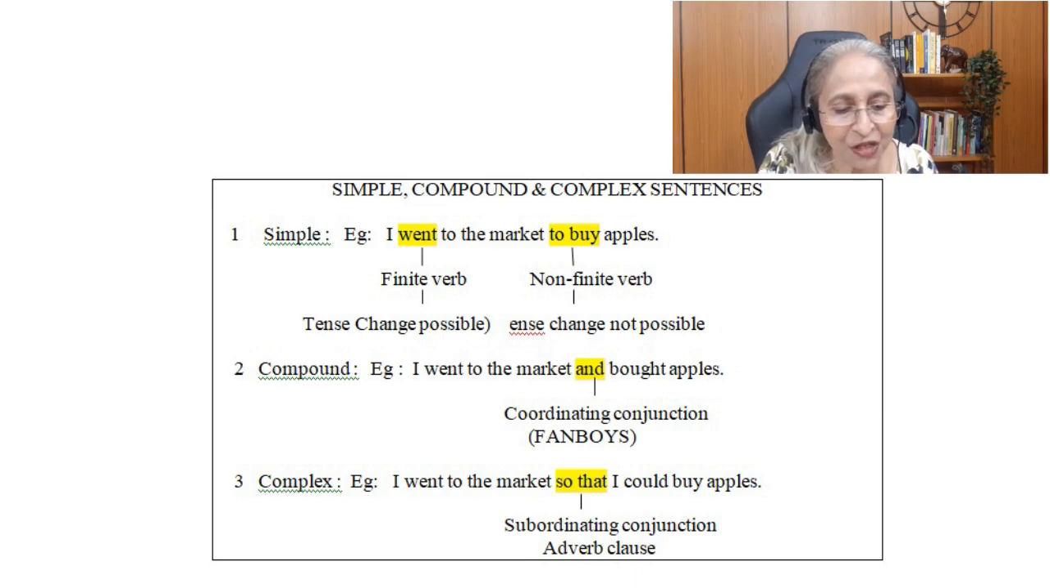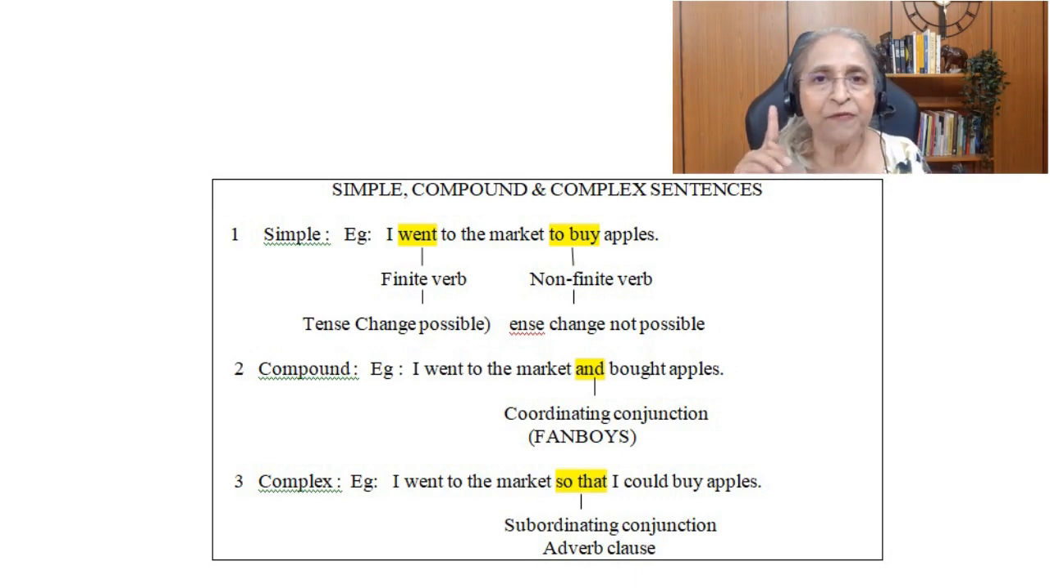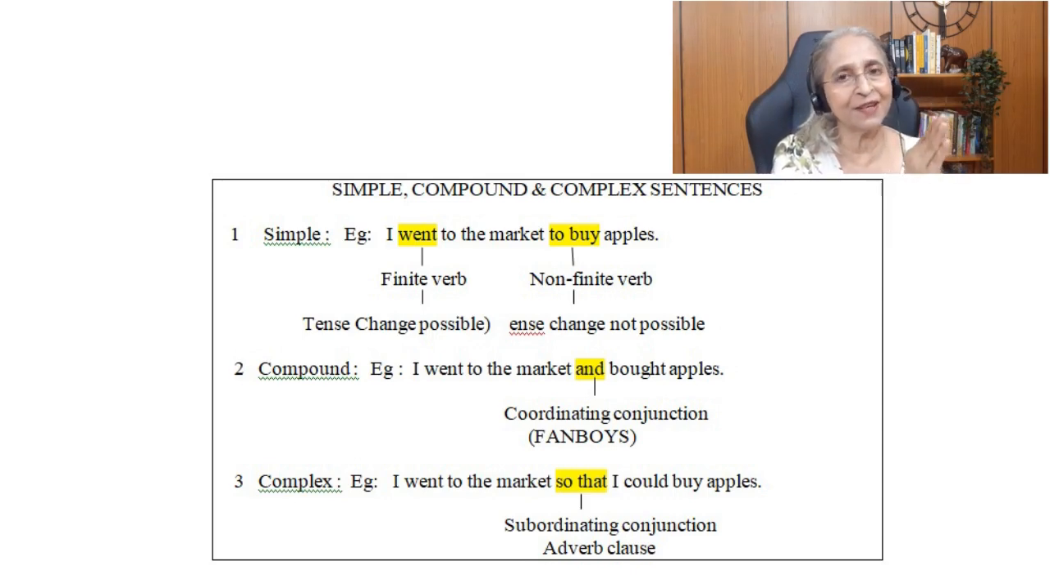Non-finite. You cannot change to buy. So basically, in a simple sentence, all we have done is to use one finite verb. All right? So it's a simple sentence. Keep it in your mind. Just one finite verb. And if there is another sentence, you join it, combine it with the first sentence using a non-finite form, which is no tense. So that's the trick of it.